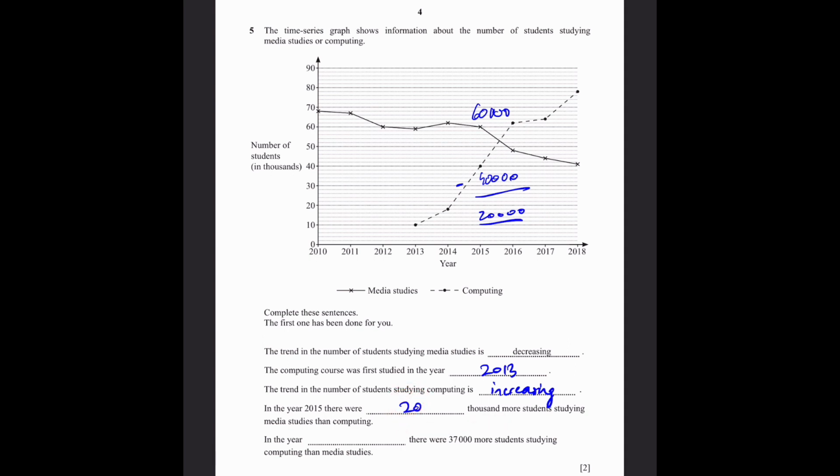In the year dash, there were 37,000 more students studying computing than media studies. So if computing is higher, 37,000 students more studied in computing, that means it has to be one of these 3 years, because these are the years when computing was higher. Now this one cannot be, because the difference is only 14,000. This one also cannot be because the difference is only 20,000. But this one, the difference is 37,000. And therefore, it's the year 2018. That's where this corresponds to. That will be the answer.